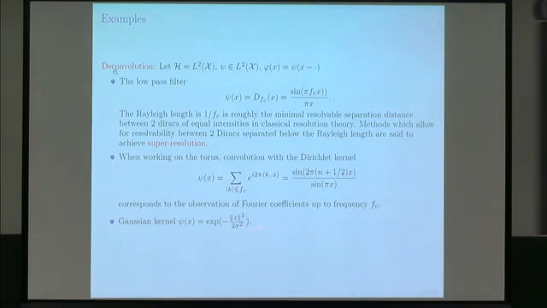And if you're working on the torus, you may consider the convolution with this Dirichlet kernel. Note that if you observe convolution with this Dirichlet kernel, then you're observing all the Fourier frequencies of a measure up to some cutoff frequency, fc here. And of course, to model acquisition blur, you may consider the Gaussian kernel as well.